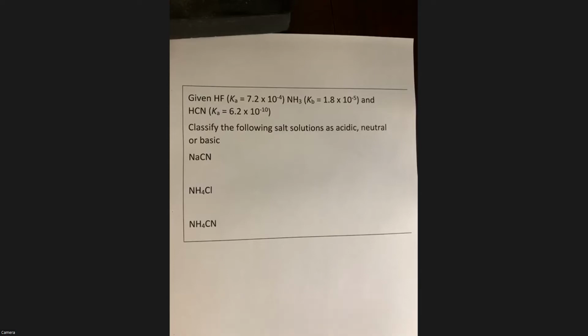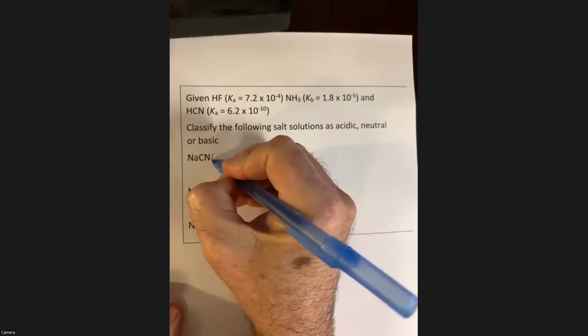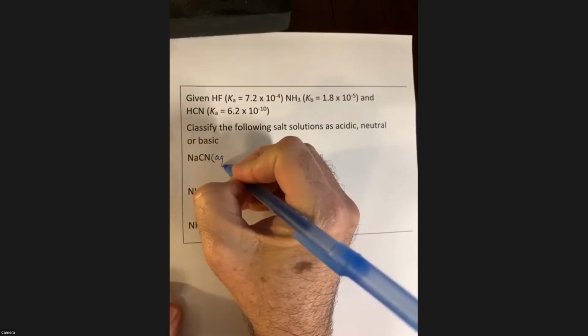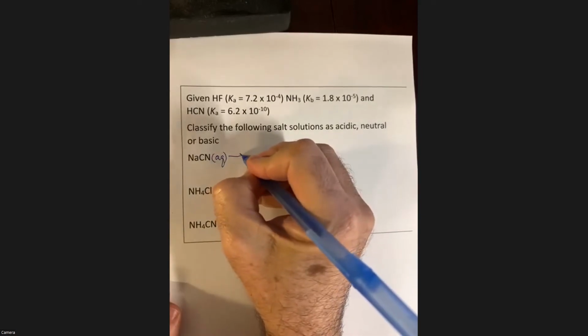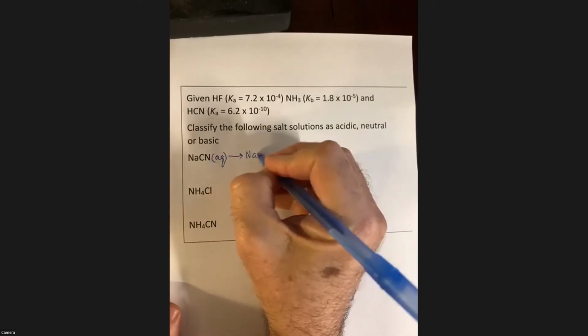A salt is essentially an ionic compound, right? Which means it has a cation and it has an anion. The anion and the cation, either one can be either mono or polyatomic. So let me give you a hint. This is sodium cyanide. What I'm going to do is put this guy in water. What happens when I put that guy in water? It dissociates into sodium.